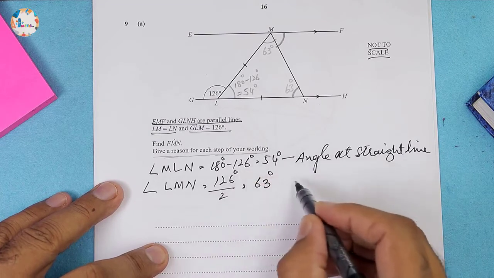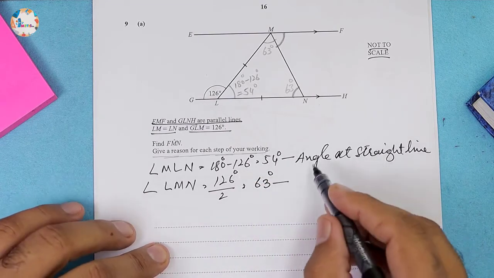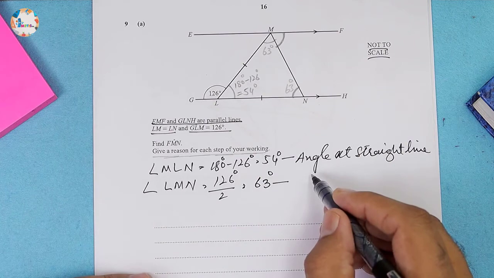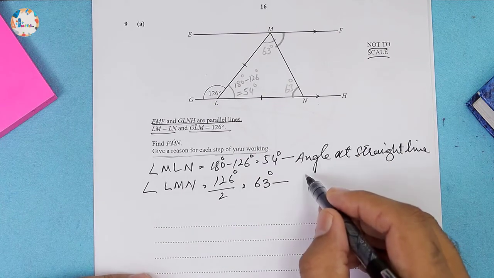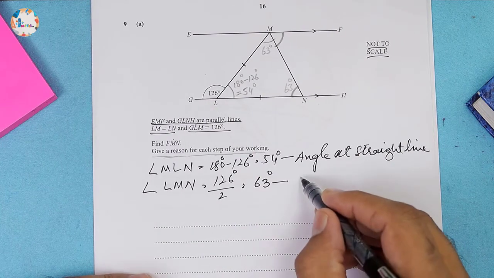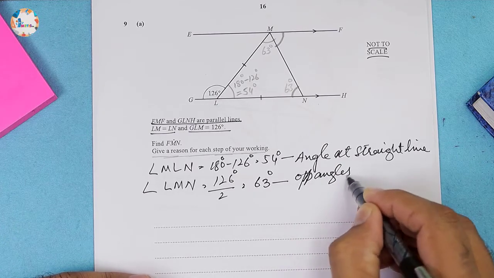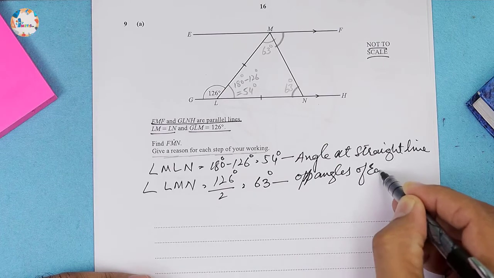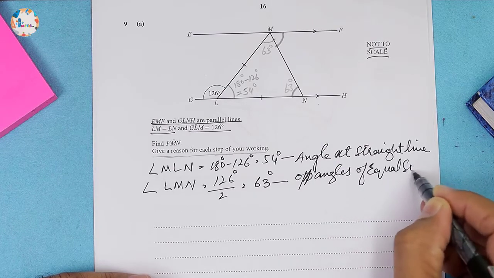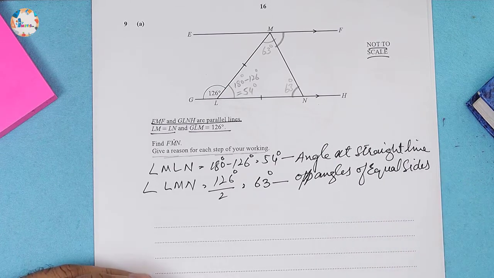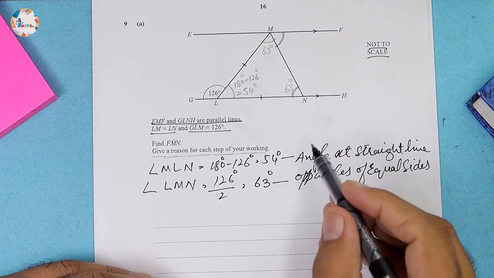We can write it like this, and the reason will be opposite angles of equal sides. So this will be 63.